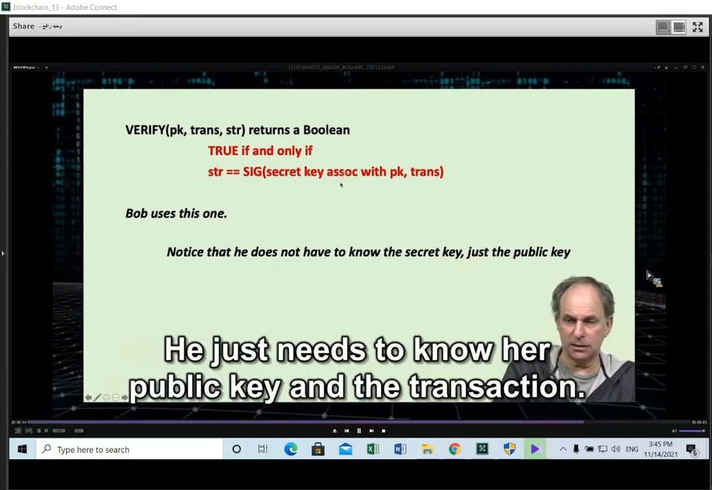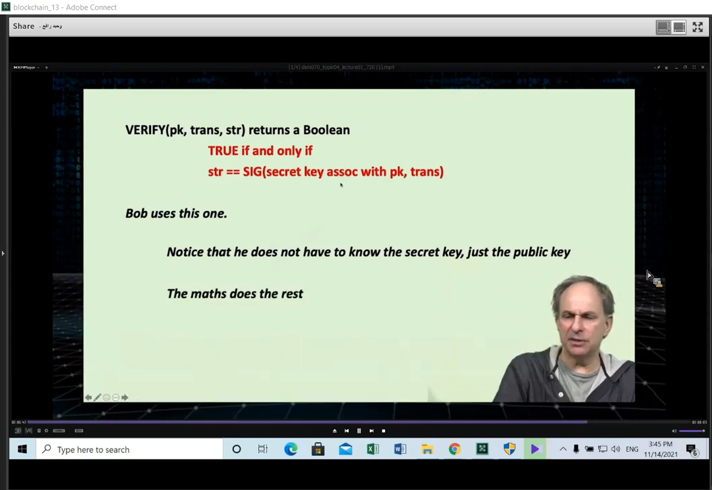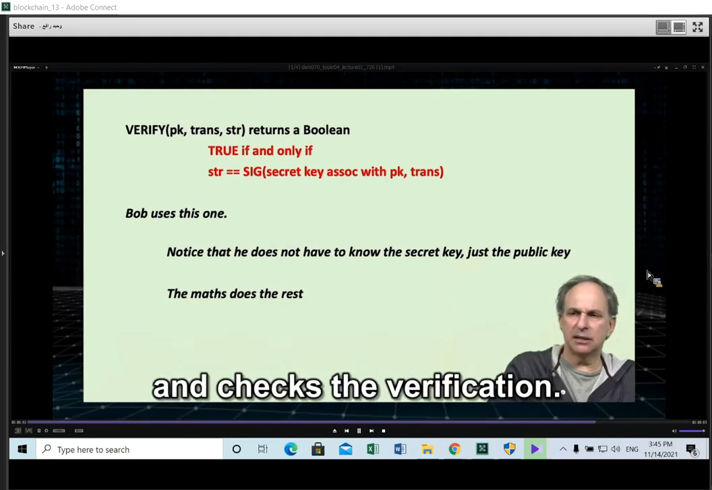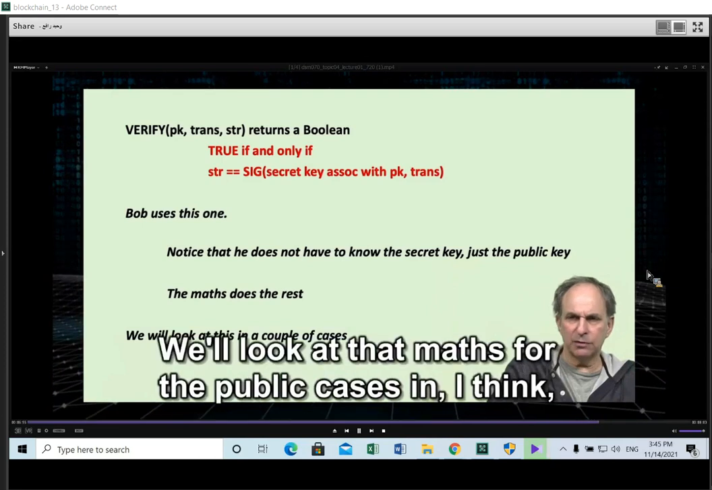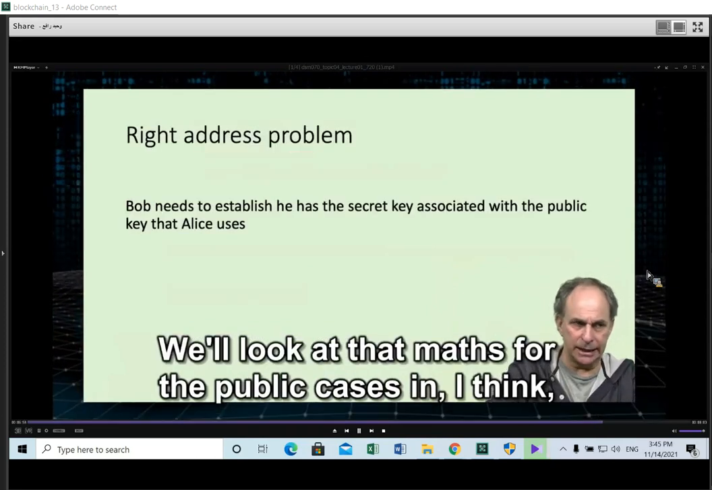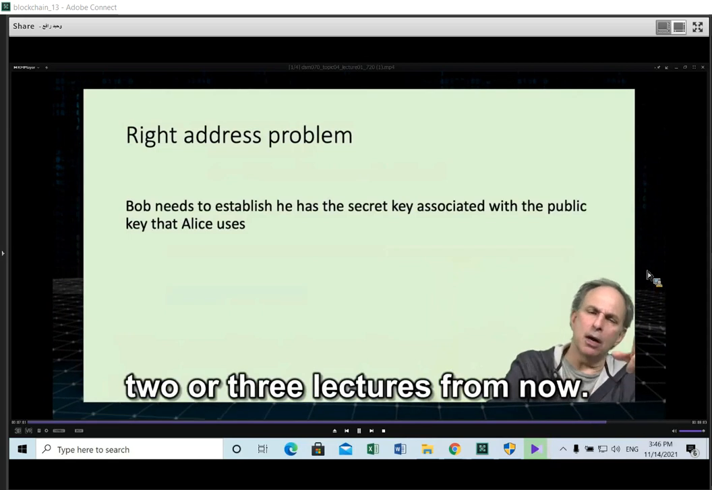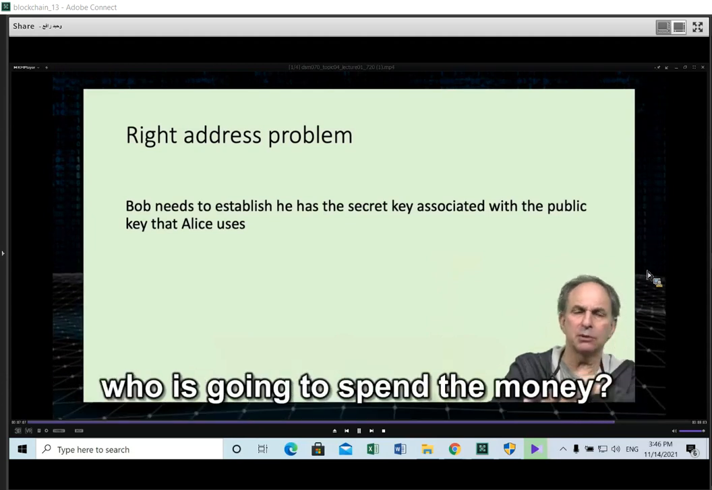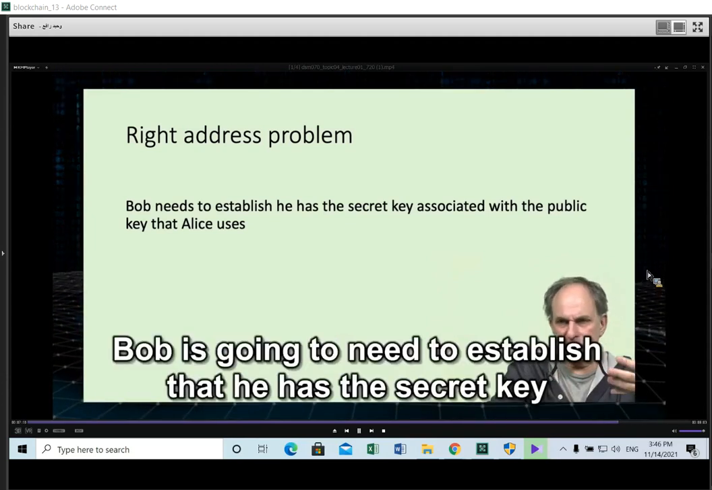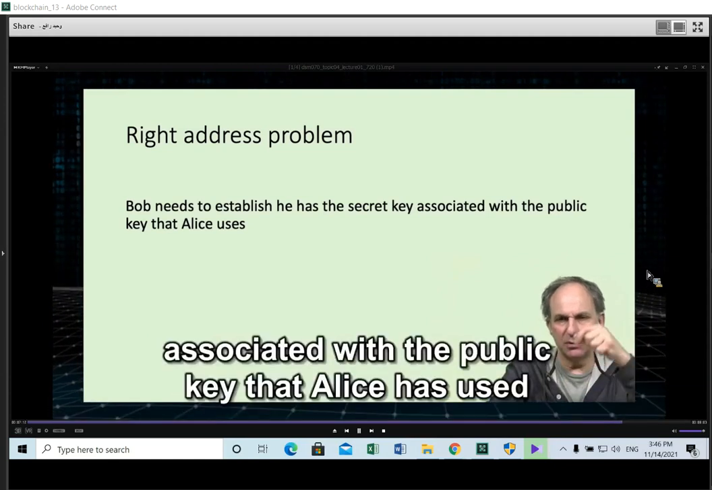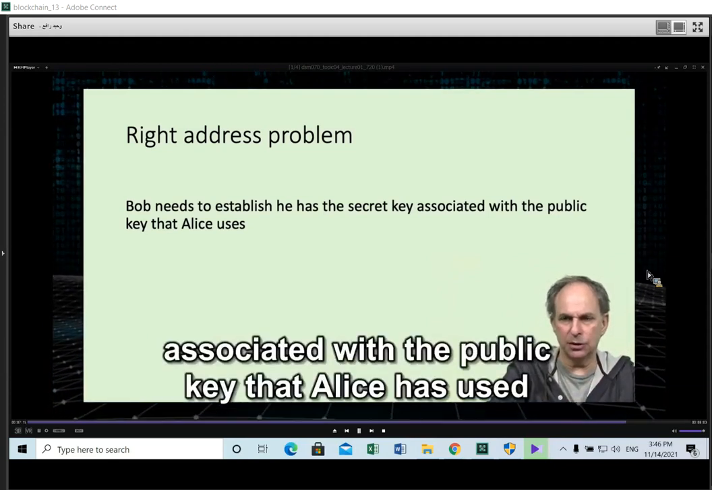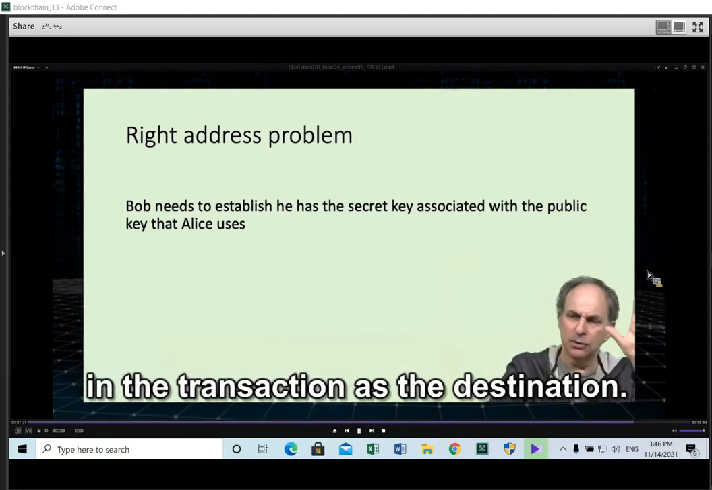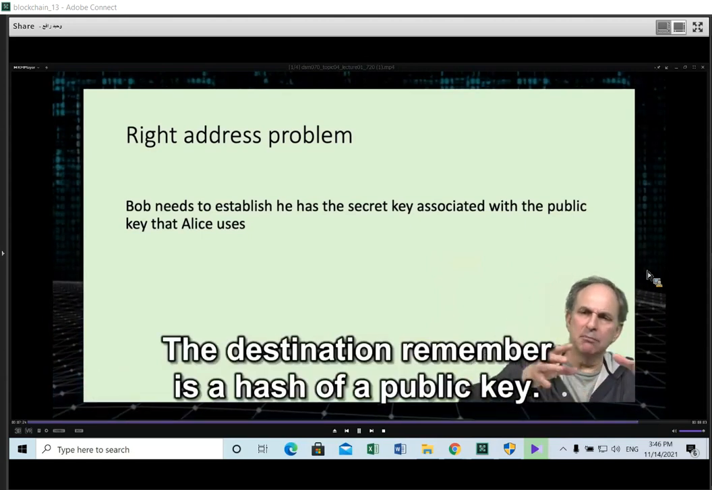Then we've got the right address. How are we going to find out that it's Bob who's going to spend the money? Bob is going to need to establish that he has the secret key associated with the public key that Alice has used in the transaction. That's the destination. Right, the destination, remember, is a hash of a public key. Bob has to show that he's got the secret key associated with that public key. Everybody might have the public key. Knowing he has a public key doesn't tell you anything. He has to show he's got the secret key or private key associated with it. Money availability: in whatever units, we need some way of counting the money before and after, right?